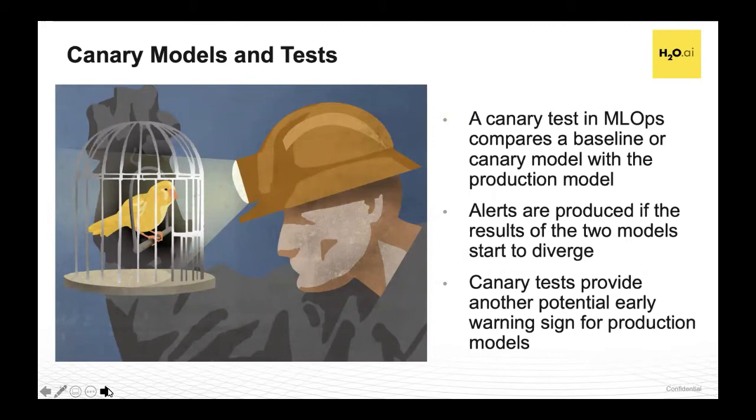Canary models and tests. One of the other ways you can monitor a model in production is by putting a secondary model in production, which has predictable behavior. Some models are more accurate, but maybe less well understood, shall we say. And some models are maybe a little less accurate, but more well understood. Like, let's say I use a linear model, a GLM, right? And that model is well understood. It's very explainable. I trust it. I know what it's going to do for every situation that's out there.